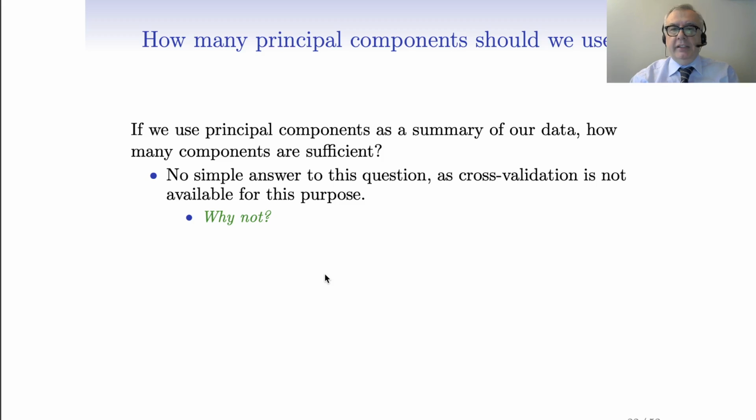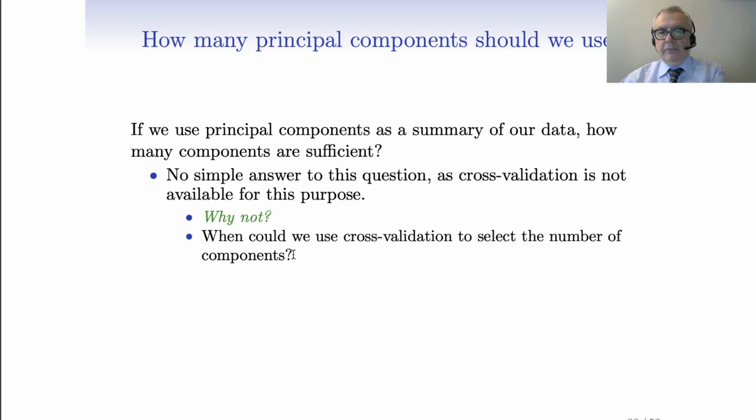I could ask, is there an objective way to decide how many principal components I should use? Well, as a matter of fact, there is no simple answer to this question because in this case I cannot resort to something like cross-validation. And one could ask, why not? Well, just think of it. We don't have target variables, so we do not have a response that has to be predicted, and so we can check if we are predicting it correctly.